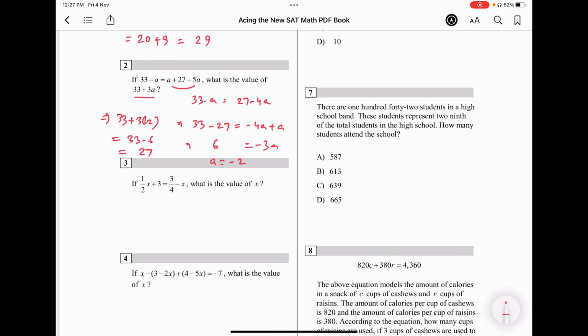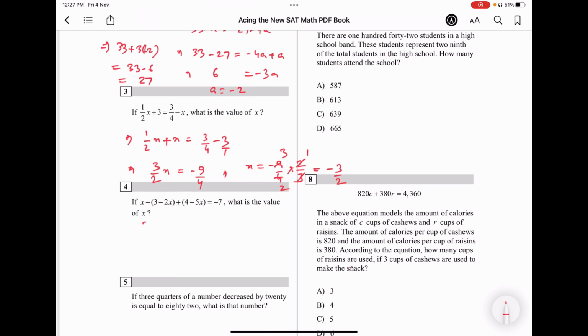Question number 3. Half of x plus 3 equals 3 by 4 minus x. So half of x plus x, adding x on both sides, and then subtracting 3 from both sides, we get 3 by 2x equals minus 9 by 4. It implies x equals minus 9 by 4 multiplying by 2 by 3, multiplying by 2 by 3 on both sides. So this gives you 3 times 3 is 9, 2 times 2 is 4, so negative 3 by 2.